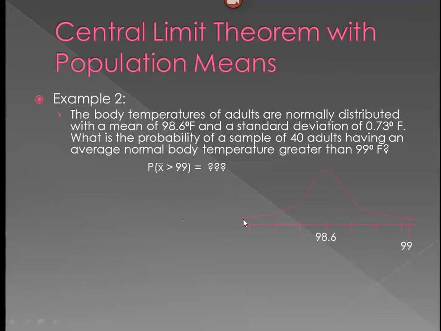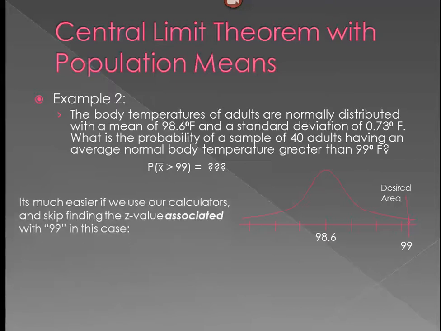And this time we're above the mean. And notice we're off our mean value by about 0.4, which is 0.4 degrees. And the desired area we're after is above 99 degrees Fahrenheit. All right, it's much easier to use our calculators than finding the Z value that's associated with 99. And that's true for every case. In fact, we don't have to change it into a Z.